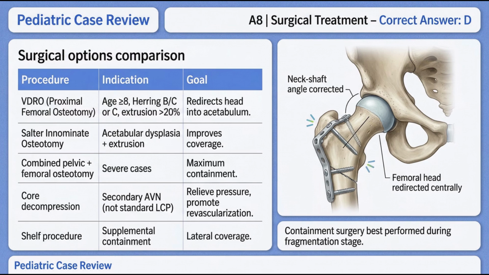Containment surgery is best performed during the fragmentation stage when the femoral head is most plastic and remodeling potential is highest. Core decompression is used in secondary avascular necrosis, such as sickle cell disease, not in standard Legg-Calvé-Perthes management. Total hip replacement is reserved for end-stage disease in adults.